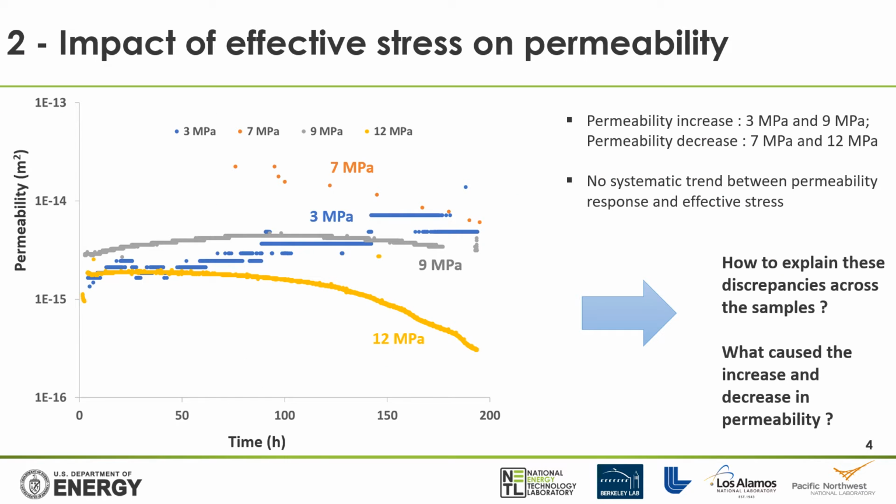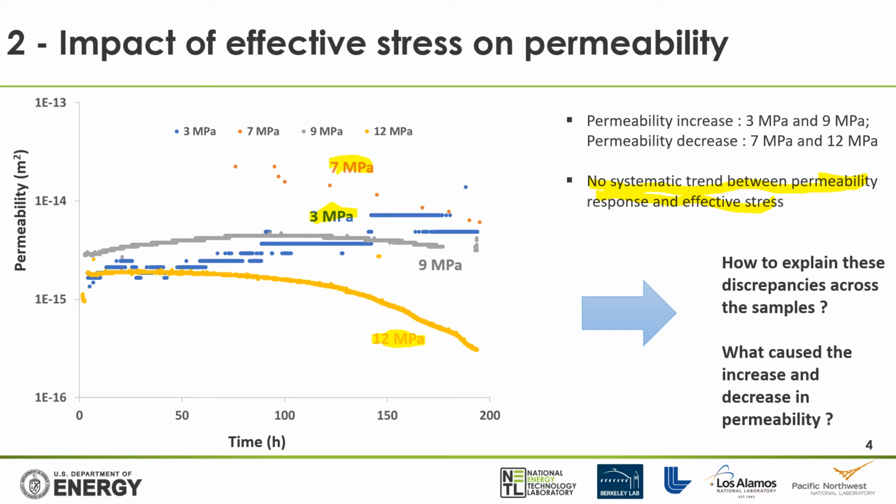We wanted to know first how permeability would evolve, and to our surprise, there was no systematic trend between permeability response and effective stress. As you can see on this chart, for the 3 MPa experiment in blue, we can observe a constant increase of permeability. For the 7 and the 12 MPa, on the contrary, we can observe a constant decrease of permeability.